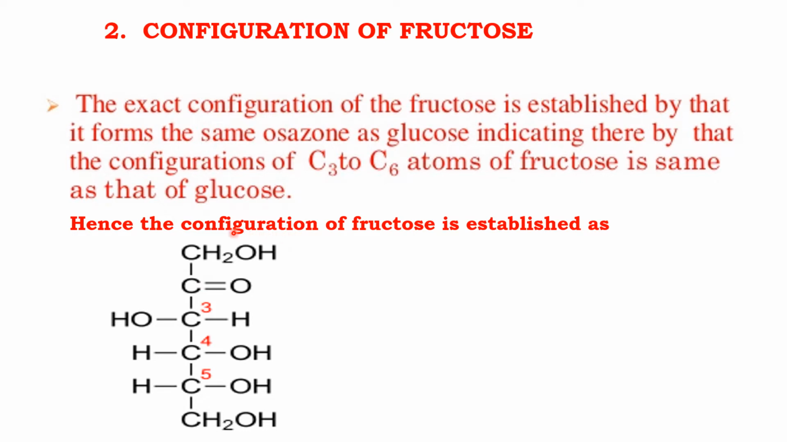In fructose, the first carbon atom is a CH2OH group, which is not an asymmetric carbon atom. Second is a C double bond O. Hence, the configuration of fructose could be established as CH2OH, C double bond O for the second carbon atom, OH on the left hand side, H on the right hand side for the third carbon atom, fourth carbon atom OH on the right hand side, fifth carbon atom OH on the right hand side, and finally CH2OH. So we could easily establish the configuration of fructose from glucose osazone.